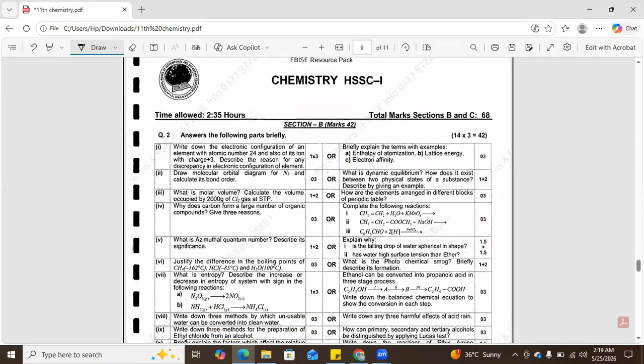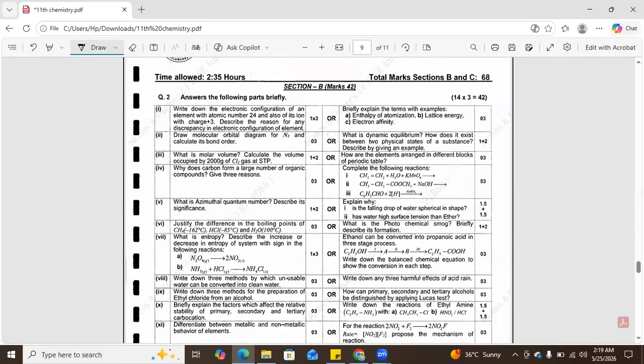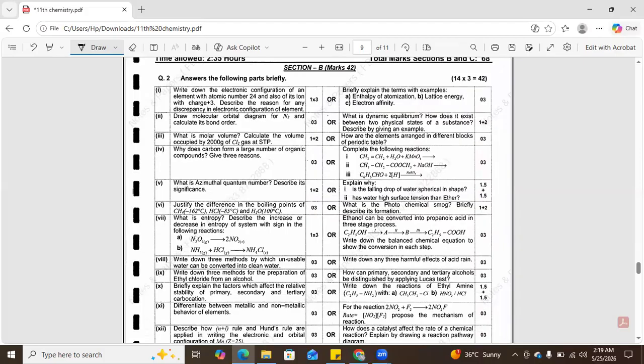Let's go through some of the most important short questions in the past papers. I'm going to go through the left-hand side. You can go through the right-hand side yourself. Write down the electronic configuration of an element with atomic number 24 and also of its ion with charge +3. Describe the reason for any discrepancy in electronic configuration of element. Number 2 is draw molecular orbital diagram for N2 and calculate its bond order.